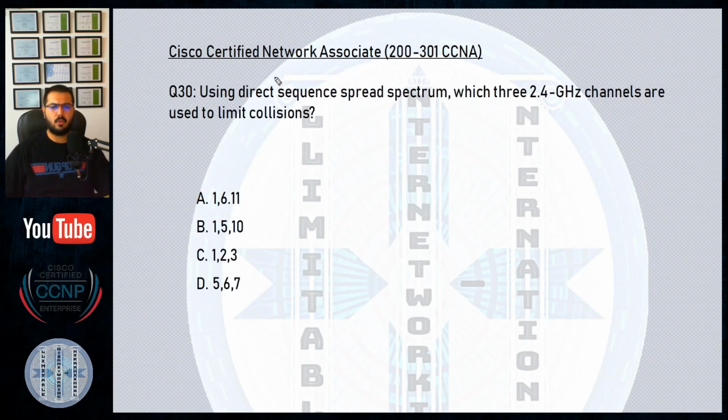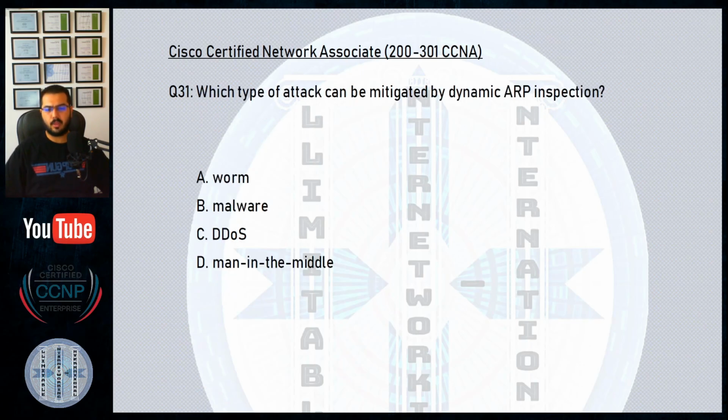Question 30 says, using direct sequence spread spectrum, which three 2.4 GHz channels are used to limit collisions? It will even eliminate collisions. The 1, 6, and 11, as I specified and described in detail in chapter 6. Channels 1, 6 and 11 will be definitely separated from each other. They will have no collision, no interruption between them, no noise, nothing.